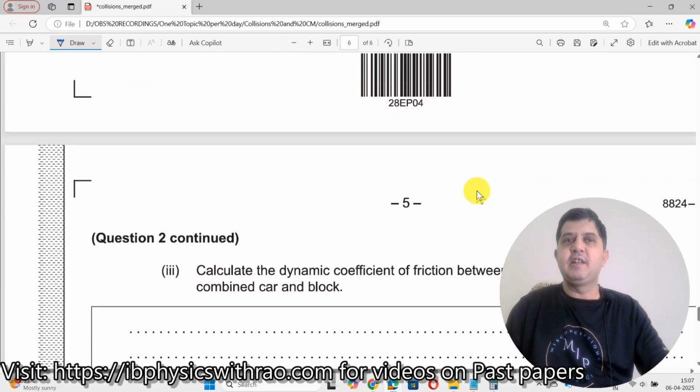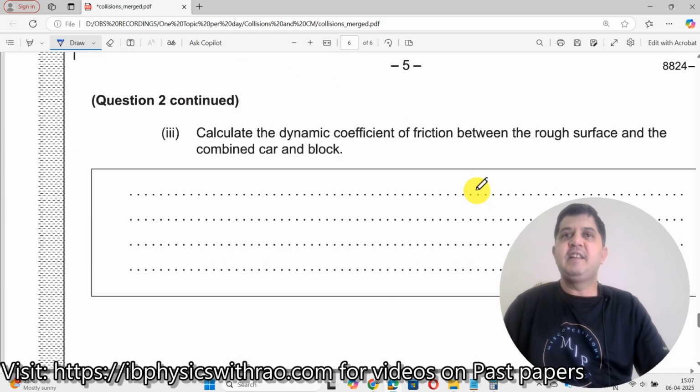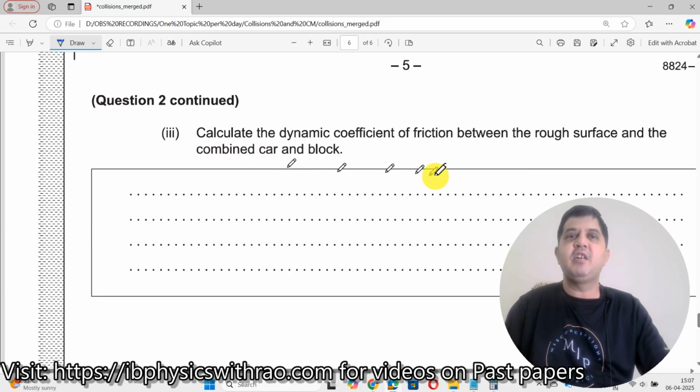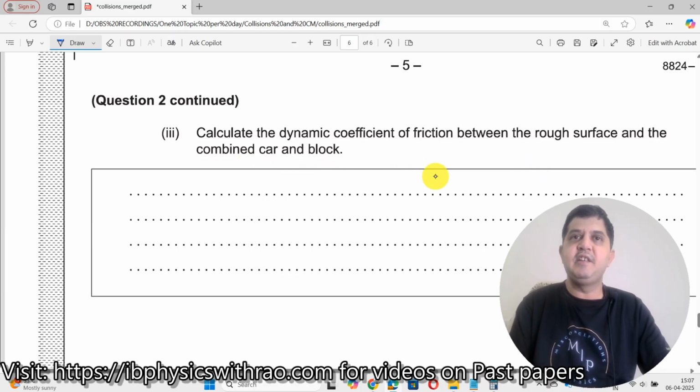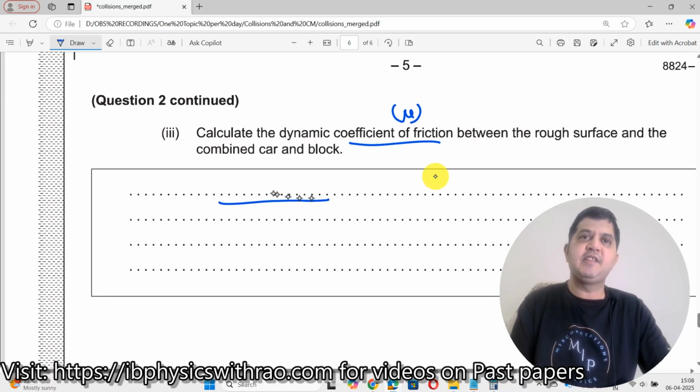Now let us move on to the next one. Calculate the dynamic coefficient of friction between the rough surface and the combined car and the block. So what is he asking here? Dynamic coefficient of friction, mu. Okay. So how do you relate when a particle is moving in a straight line on a horizontal surface? Then your frictional force is equal to mu times N, right? Mu times N. What is the value of N? N is nothing but the total weight of the object.